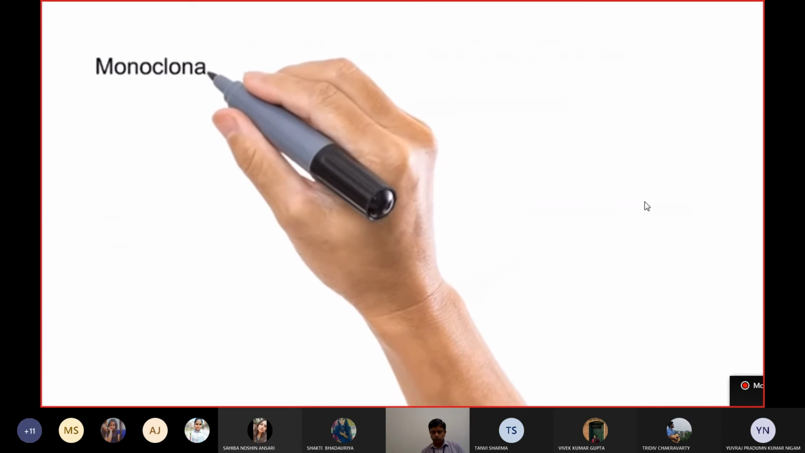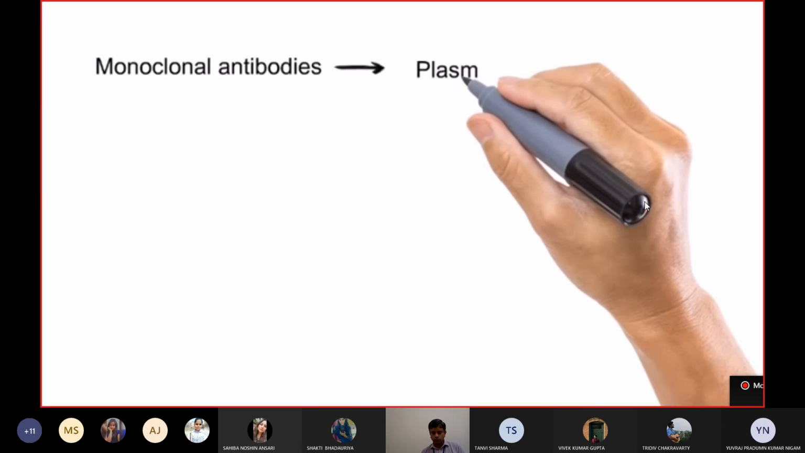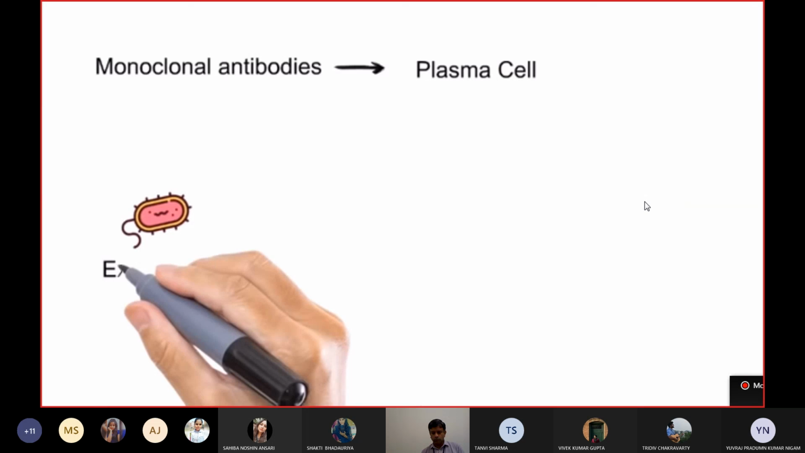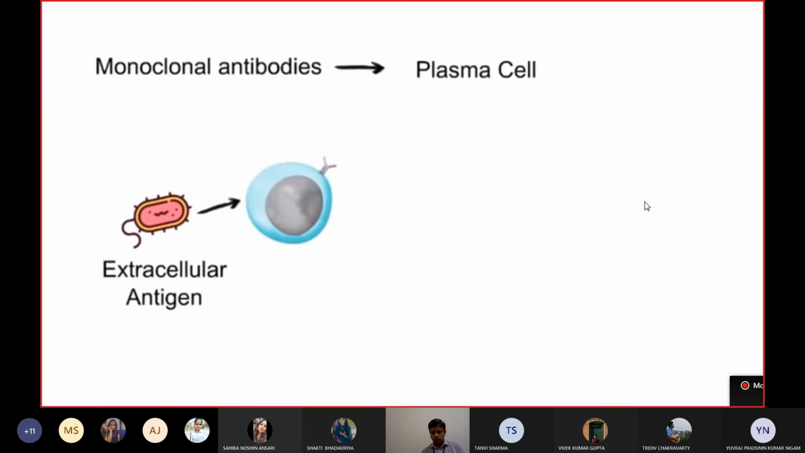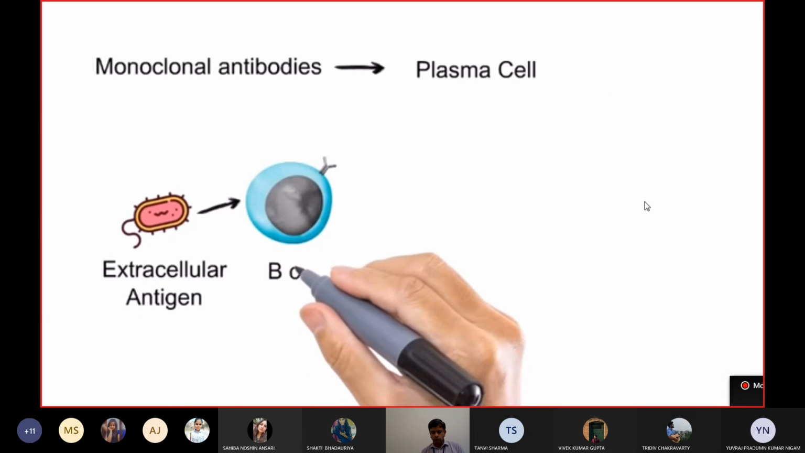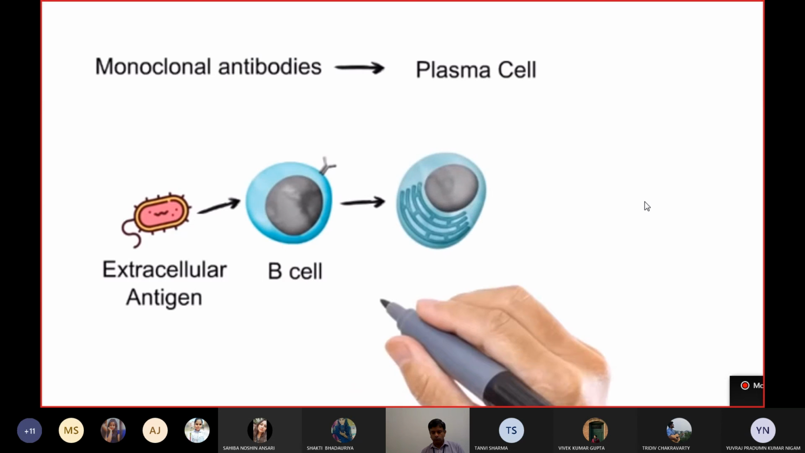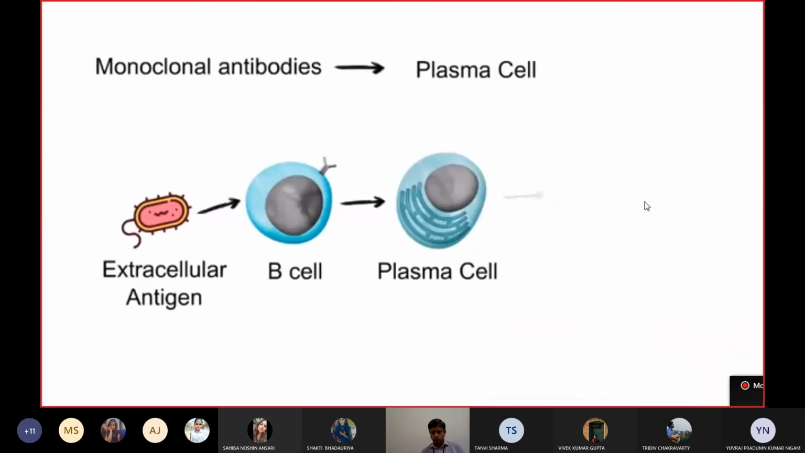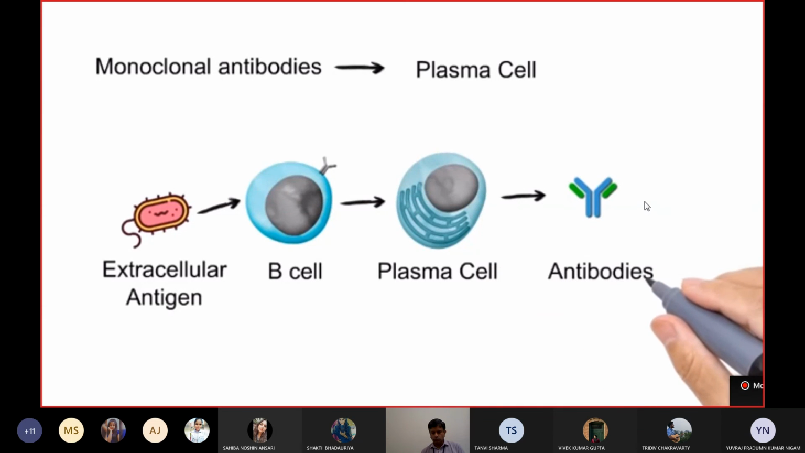Basically, these monoclonal antibodies are produced by a white blood cell, which is called as plasma cell. Whenever any antigen enters in the body, especially the extracellular antigen, the B cell or B lymphocyte get activated by it, and it is converted into the plasma cell. And finally, this plasma cell secretes the antibodies against that particular antigen.